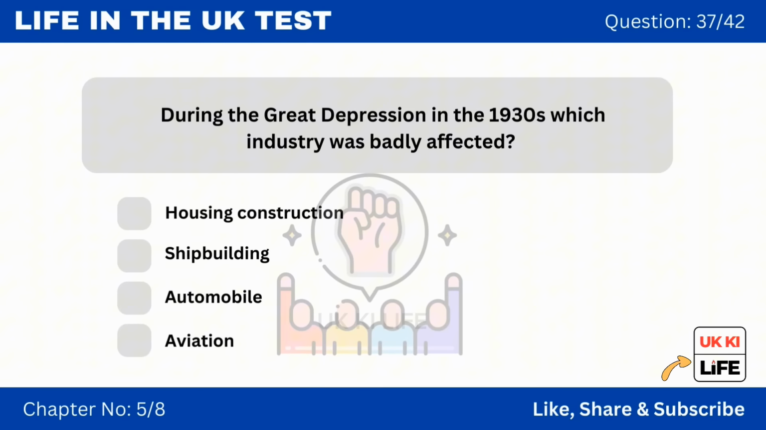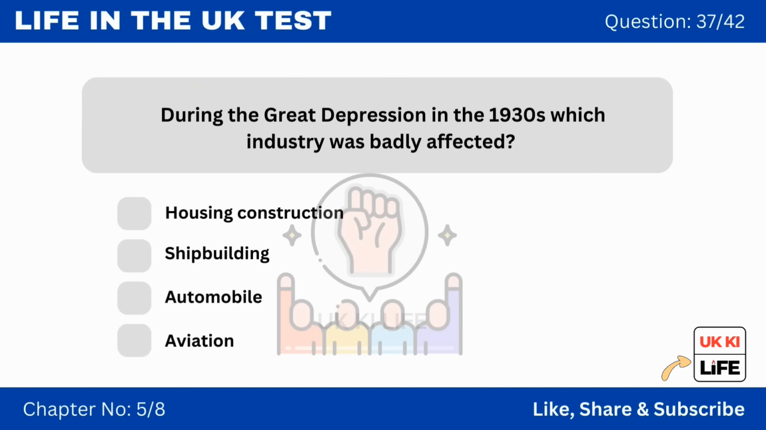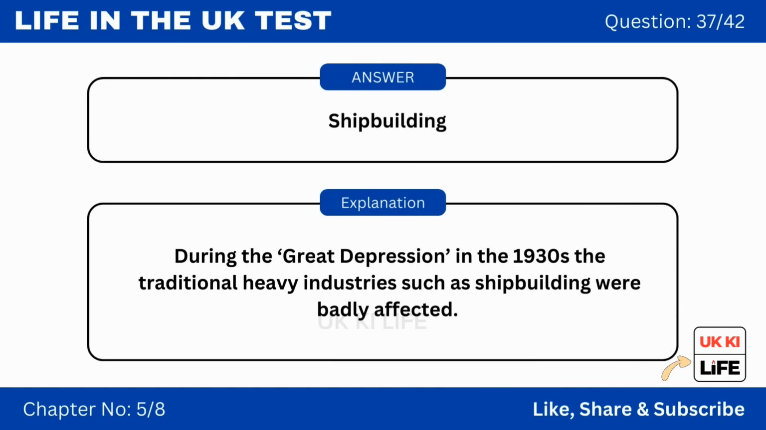Question 37. During the Great Depression in the 1930s, which industry was badly affected? Housing construction, shipbuilding, automobile, aviation. The correct option is B. Explanation. During the Great Depression, in the 1930s, the traditional heavy industries such as shipbuilding were badly affected.